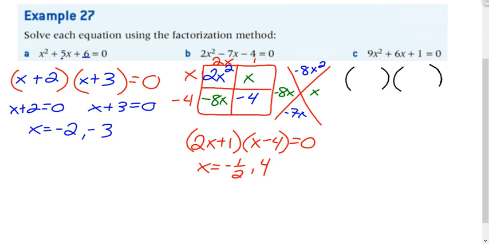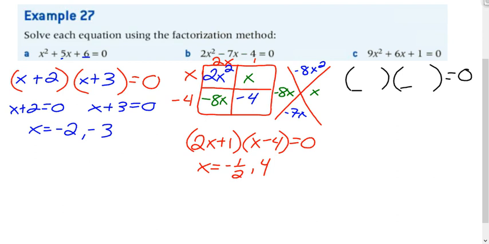Now this one is a perfect guess and check problem because it's a special type, and you'll see it once we factor it. But one of the things that you'll notice is this is a perfect square and that's a perfect square. But otherwise, what I have to figure out is what times what gives you 9x squared. 3x and 3x, or 1x and 9x.